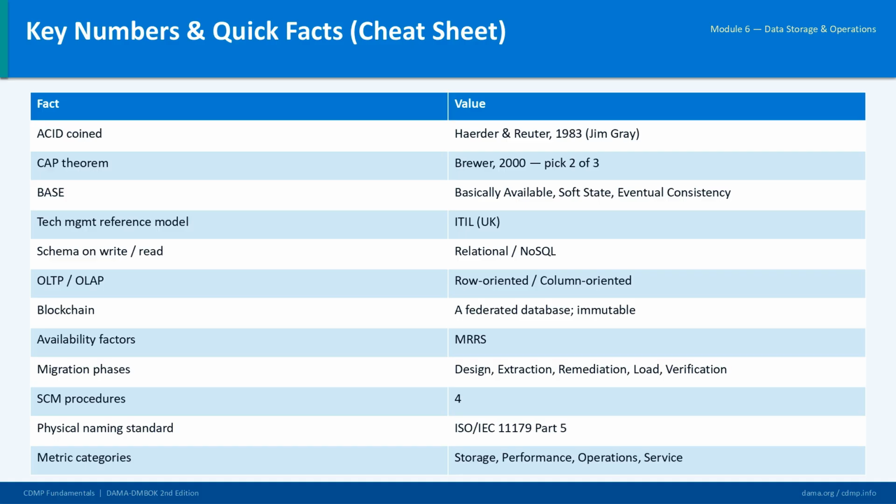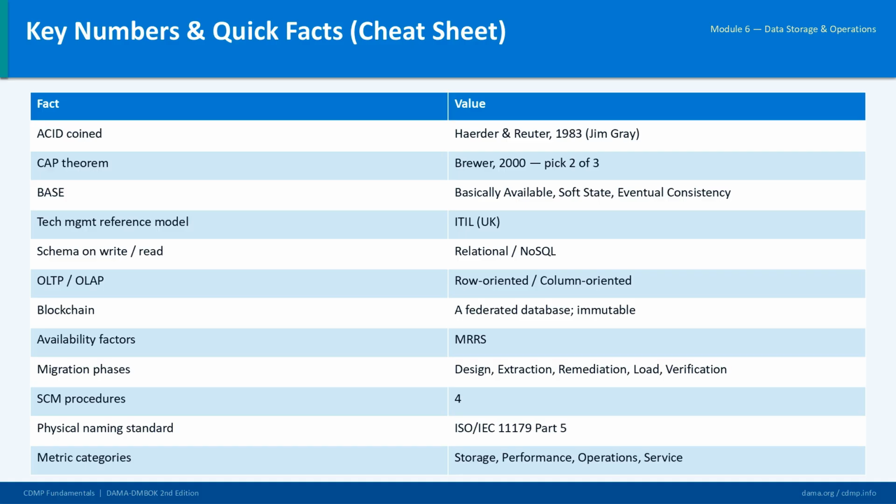Availability factors are MRRS. Data migration has 5 phases. There are 4 SCM procedures. The physical naming standard is ISO/IEC 11179 Part 5. And the governance metric categories are storage, performance, operations, and service. Review these until they're automatic.